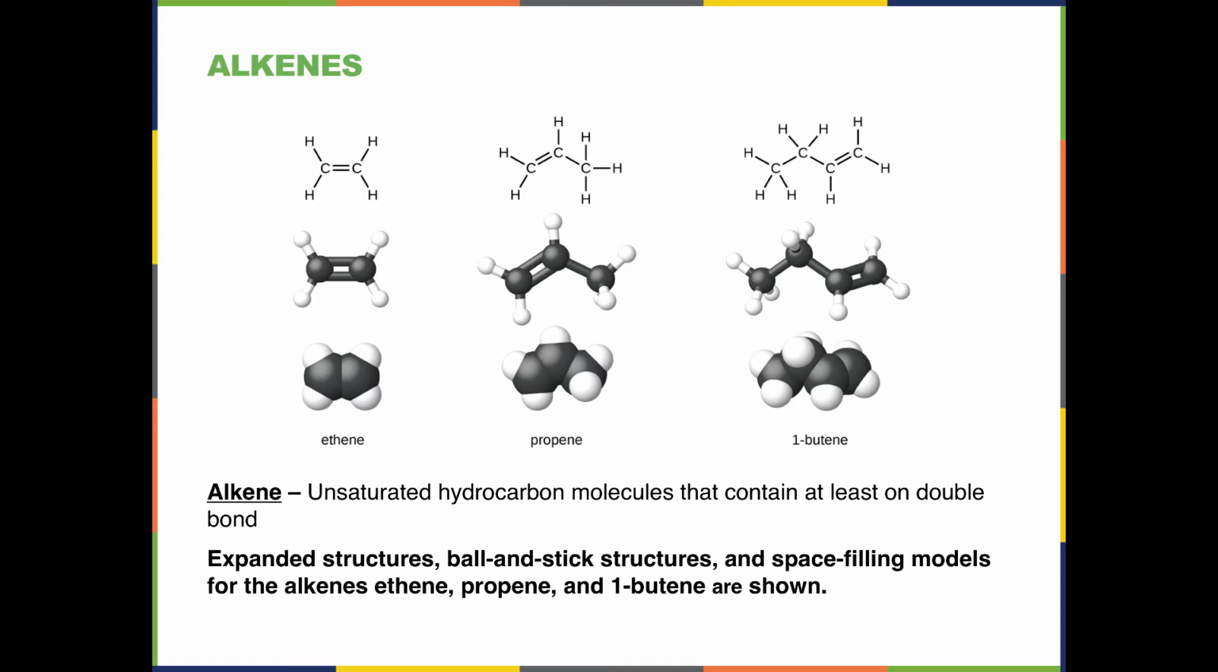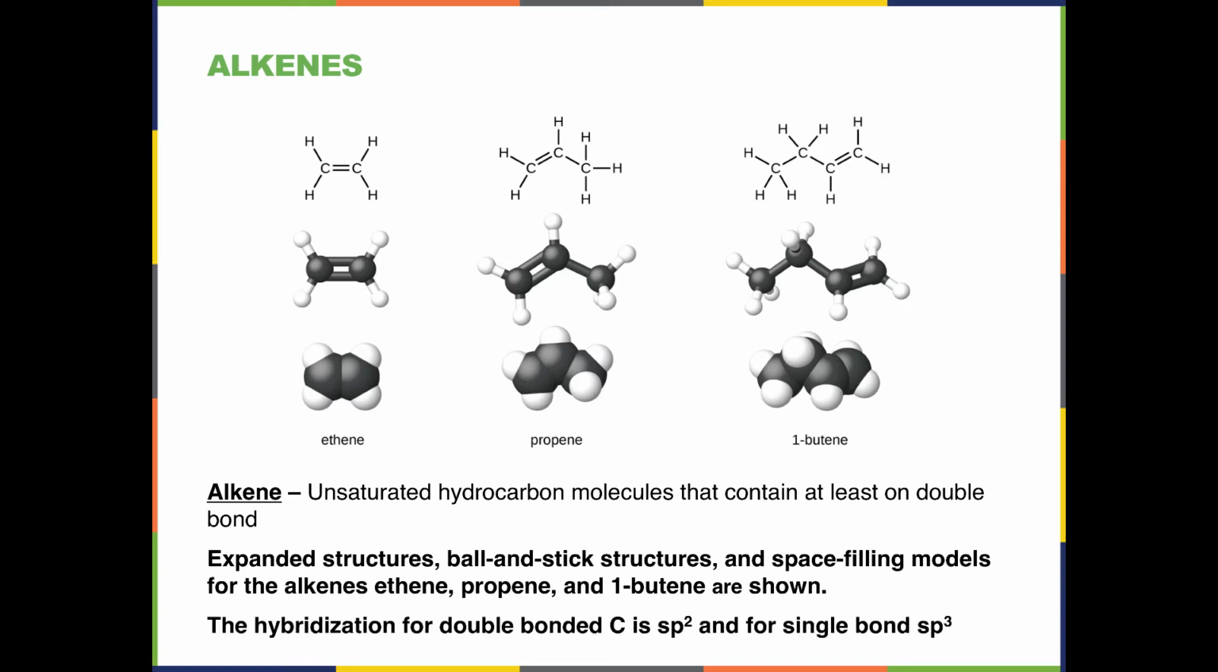So we have the expanded structure, the ball and stick structure and space filling model for the alkenes. Ethene, you'll notice it's ene instead of ane. Propene, and 1-butene. And the 1 tells you that the double bond is on the end and not in the middle. This results, as you remember back in the old, let me wiggle some really old neurons here, from a hybridization of the double bond C to sp2, and it bonds to a single sp3.